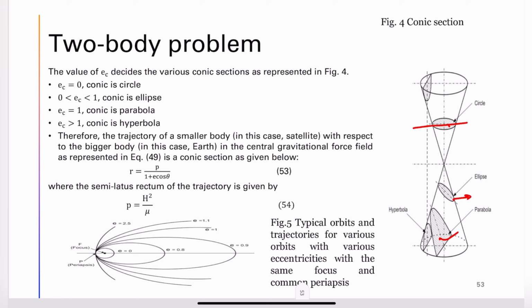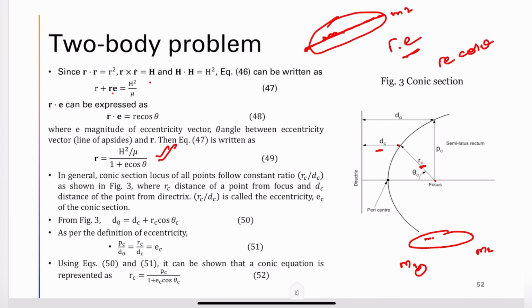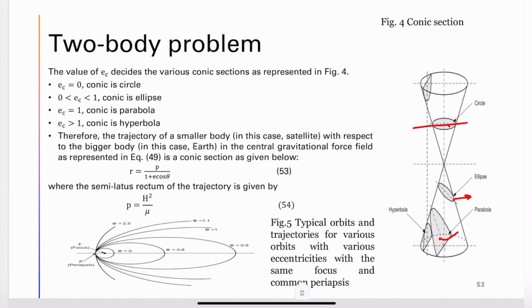We have seen the same thing with respect to the velocity v2 with the gravitational constant. Therefore, the trajectory of a smaller body with respect to the bigger body in the gravitational field is represented by equation 49. It is a conic section which can be either a circle, ellipse, parabola, or hyperbola, but ellipse and circle form the closed loop system, where the semilatus rectum of the trajectory is p equal to h square by mu.